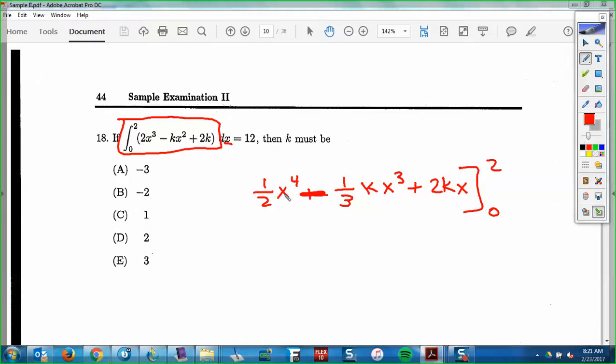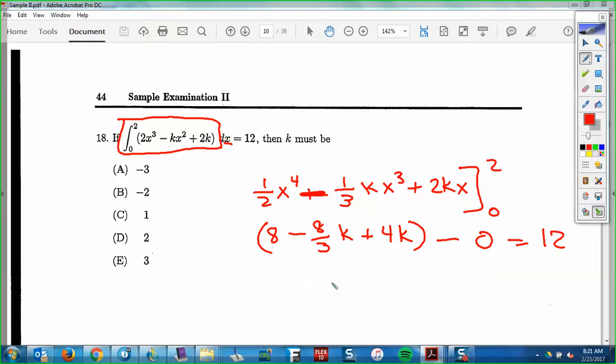So I put your 2 in here, 16 and 8. Put your 2 in here, would be 8/3 k. Put your 2 in here, would be 4k. So it's f of b minus f of a, right? Now we're going to put our 0 in here. Now 0 is nice. It's 0, 0, 0. So that's all going to be just that. So we know that's got to equal 12.